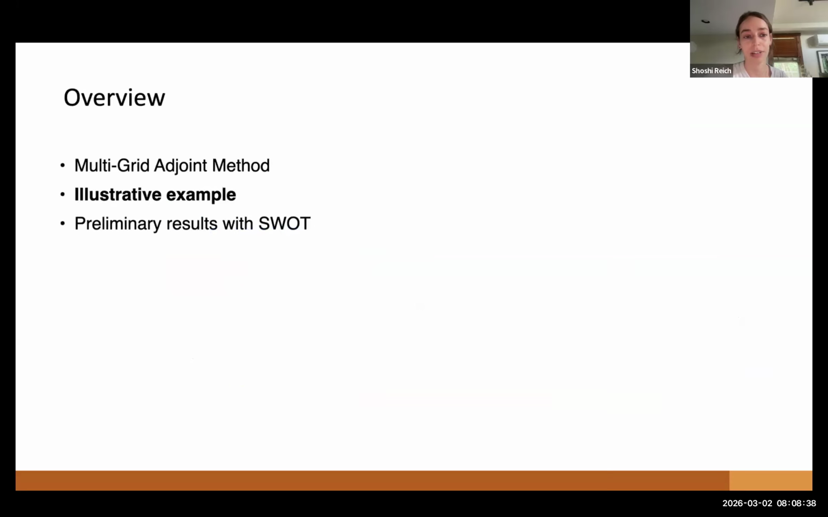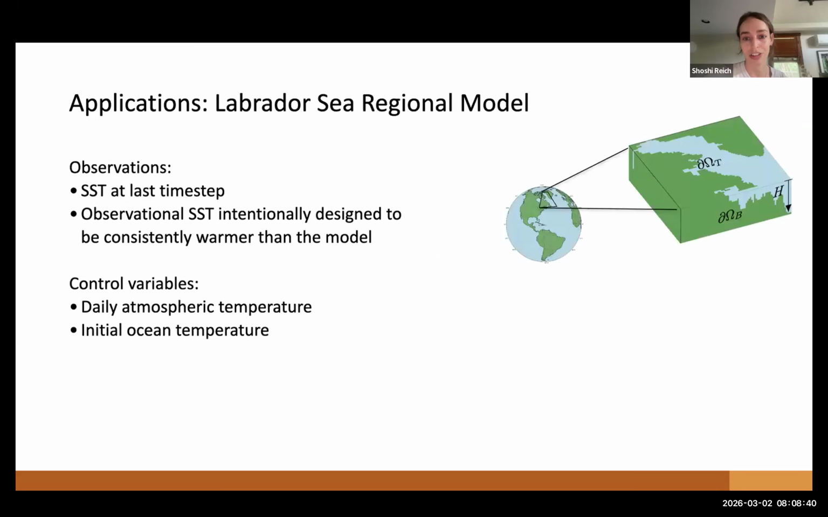Okay, so I have a small example to illustrate how this works in practice. To do this, I have a small Labrador Sea regional model where my observations are sea surface temperature at the last time step. These were designed so my observations are warmer than the model, just to illustrate how this works clearly. And for my control variables, I'm using daily atmospheric temperature and initial ocean temperature.